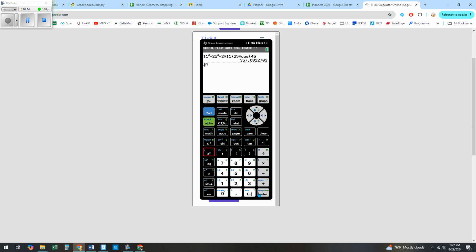Down here next to enter is an answer button. We're going to hit second answer, and it's going to take the last thing our calculator solved and got. So it's taking the square root of that number. And that's our 18.9.